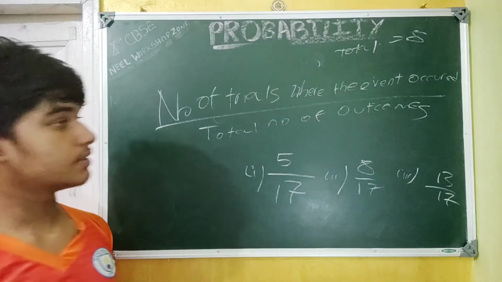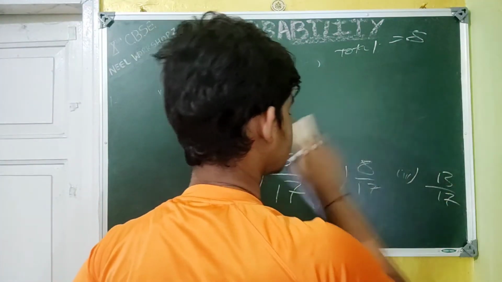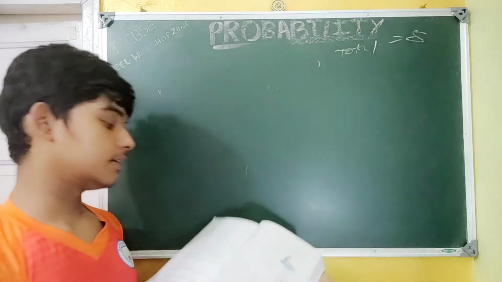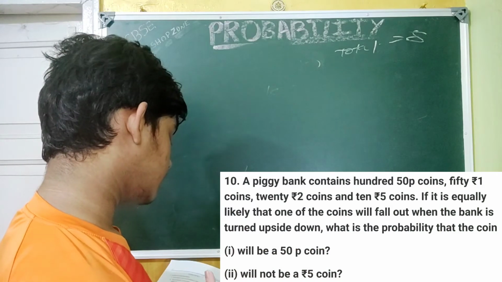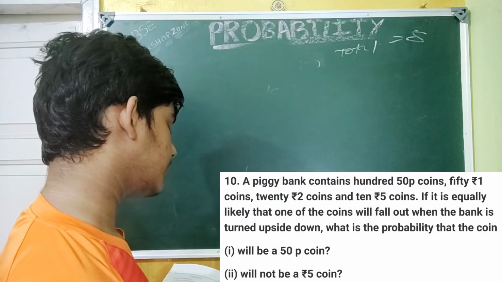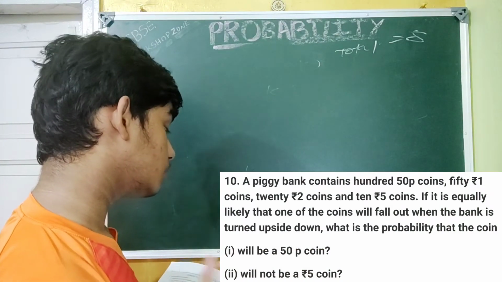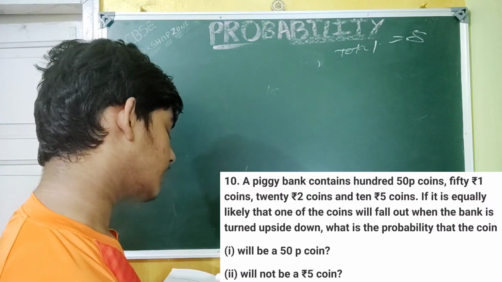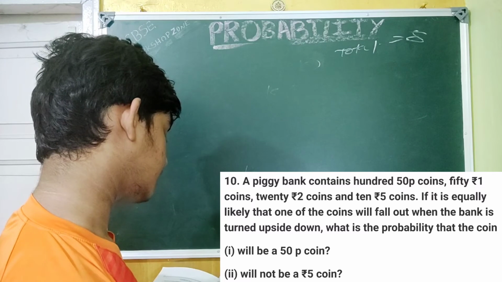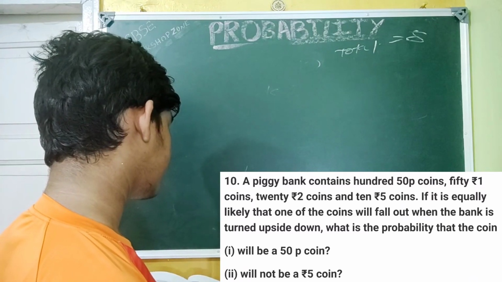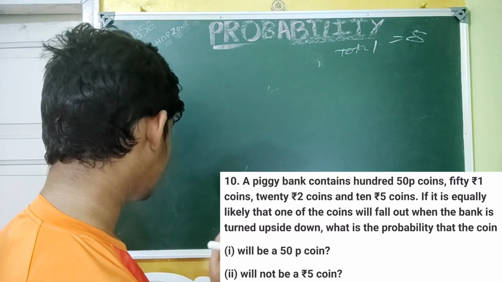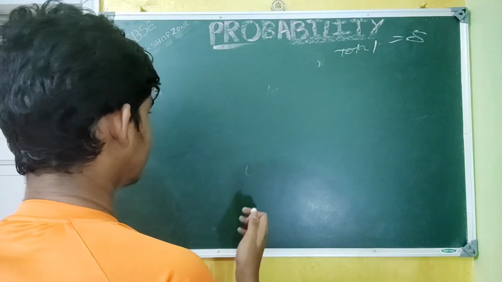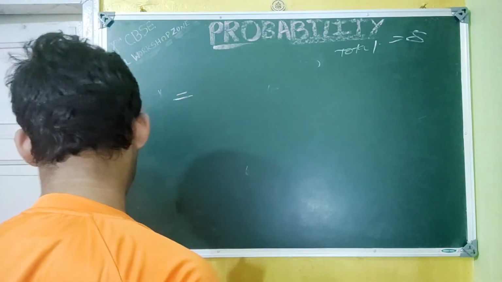Now, let's do one final sum. A piggy bank contains 50 paise coins, 1 rupee coins, 2 rupee coins, and 5 rupee coins. If it is equally likely that one of the coins will fall out when the bank is turned upside down, what is the probability that the coin will be a 50 paise coin, will not be a 5 rupee coin? So, let's take, using a formula, the total number of coins.